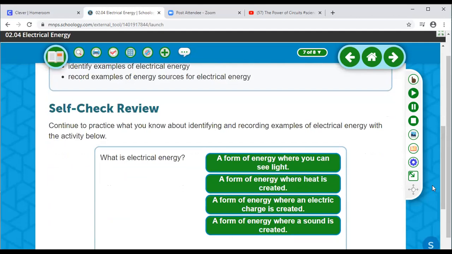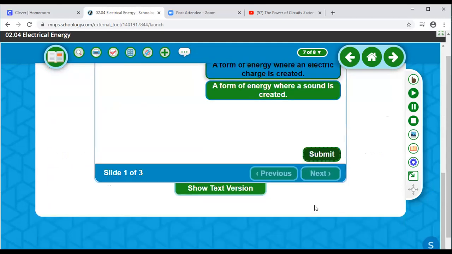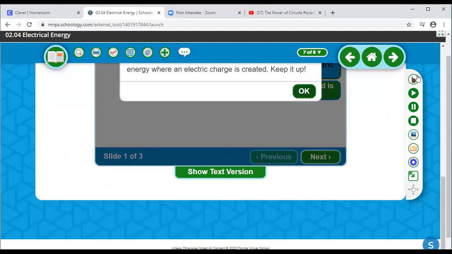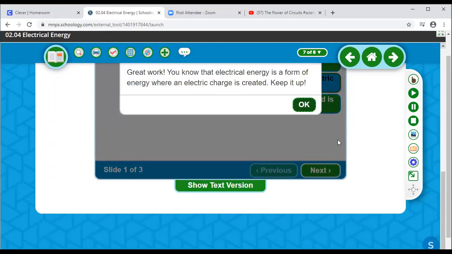Self-check review. Continue to practice what you know by identifying and recording examples of electrical energy with the activity below. What is electrical energy? Is it a form of energy where you can see light, a form of energy where heat is created, a form of energy where an electric charge is created, or a form of energy where sound is created? And I think it's a form of energy where an electric charge is created. I'm going to submit. Looks like I was correct.